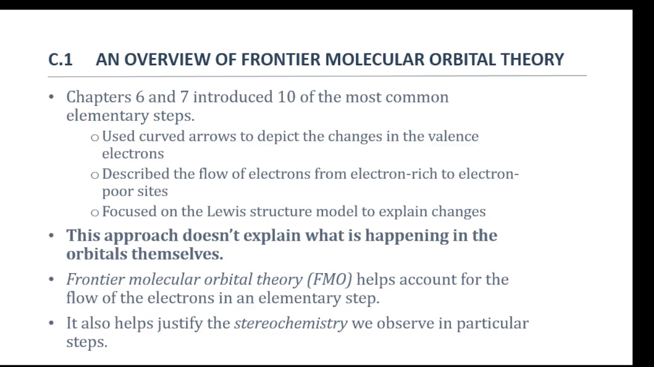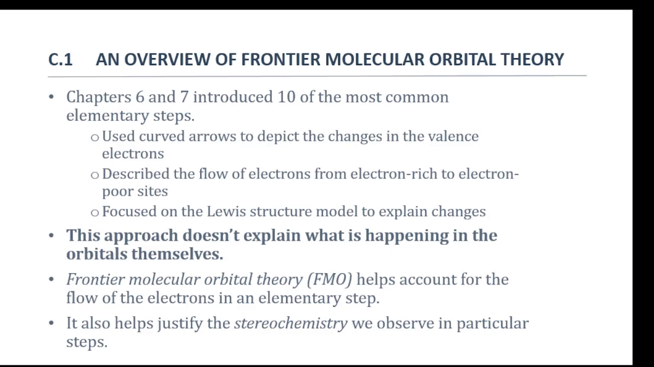So, one of the things you've noticed is that we've been using these curved arrows to depict those changes in valence electrons. We've described the flow of electrons from electron-rich to electron-poor sites. We focused on the Lewis structure models to explain those changes, but those Lewis structure models don't really talk about the orbitals at all, do they? Okay? In fact, they kind of are orbital almost independent, aren't they? The orbitals are actually more introduced in the VSEPR. Remember the VSEPR? Valence shell repulsion?